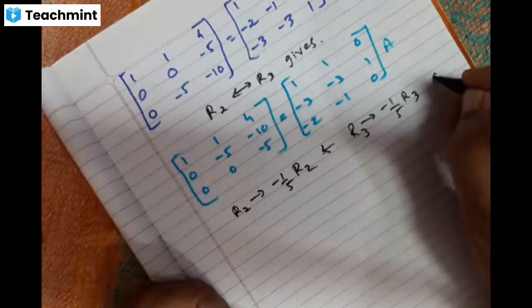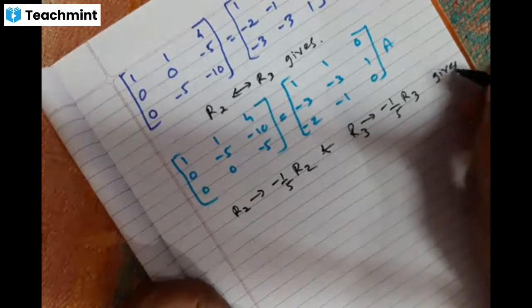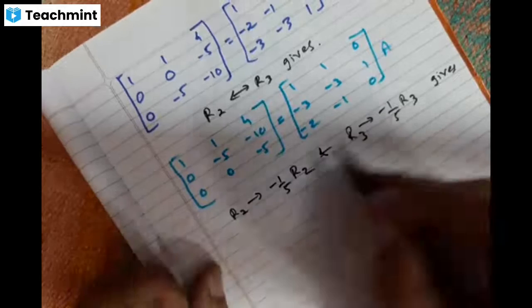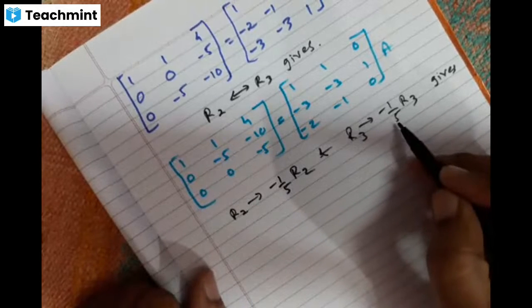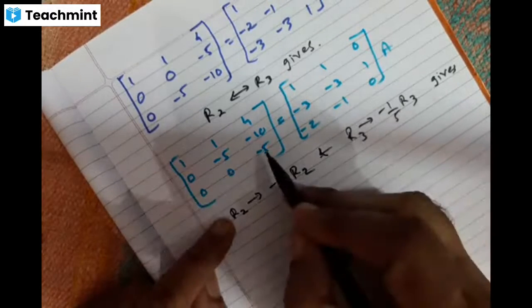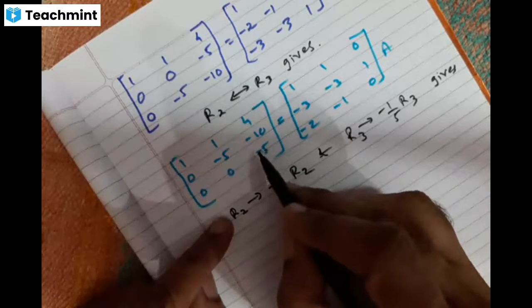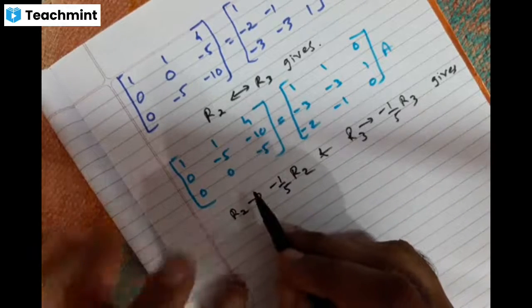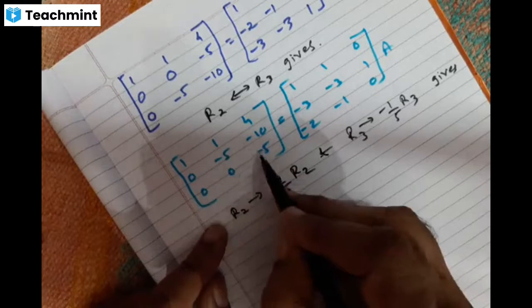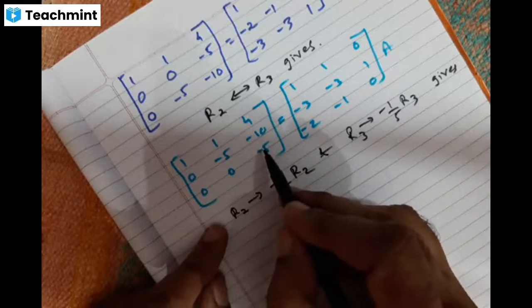Okay. What is the advantage of these 2 operations? So the third row also I am multiplying by minus 1 upon 5, because this also becomes 1. यहाँ पर भी 1 आ गया. ठीक है, तो मैंने 2 चीज किया, यहाँ पर 1 लाया और यहाँ पर 1. हो गया कि नहीं? Isn't it?